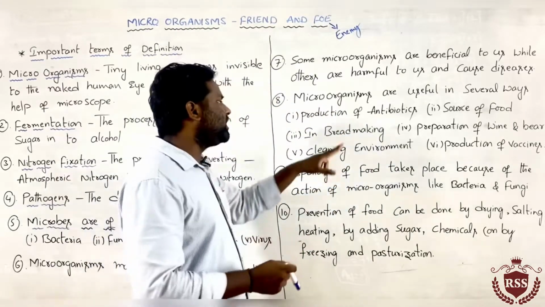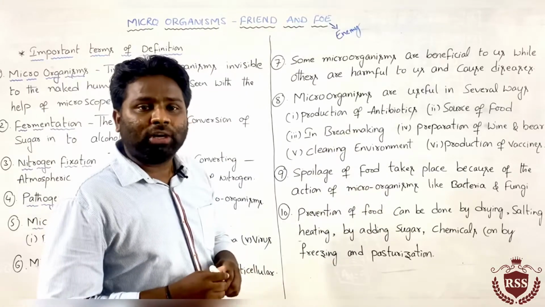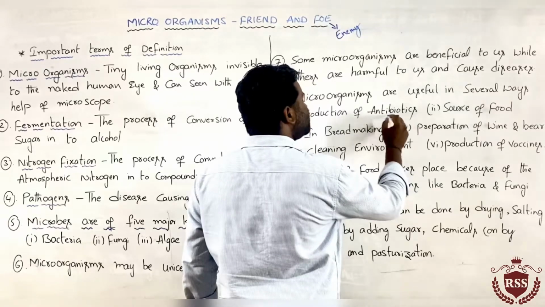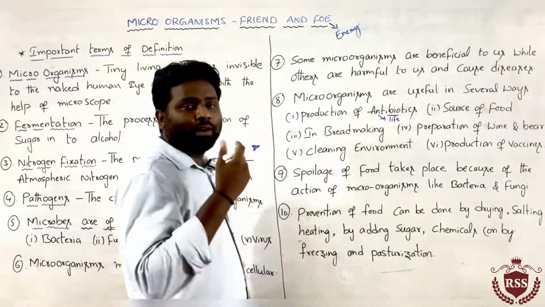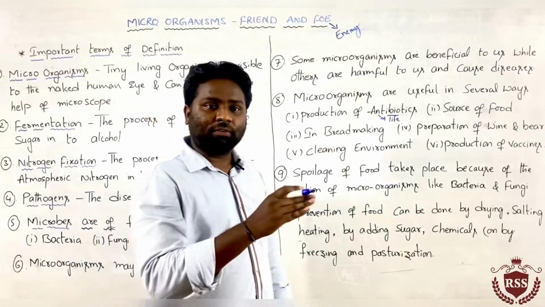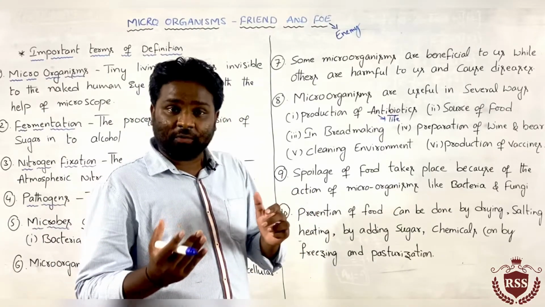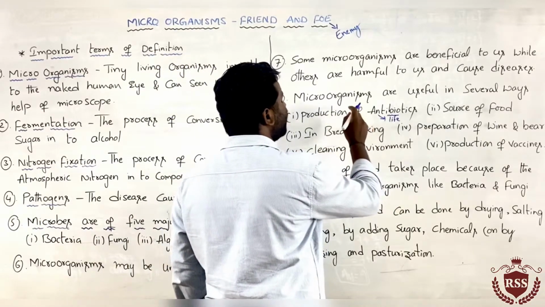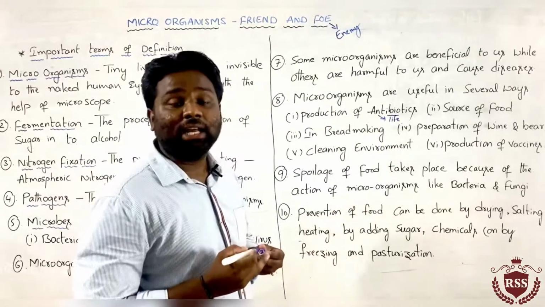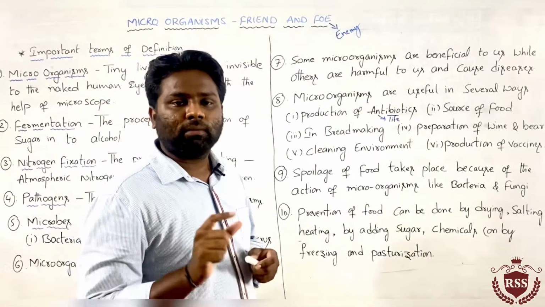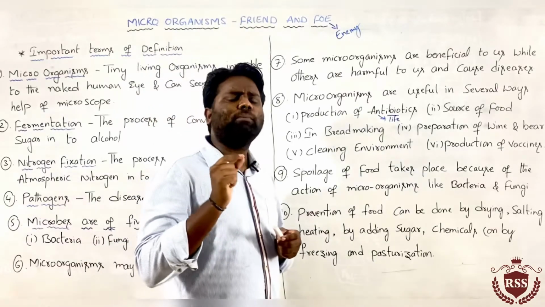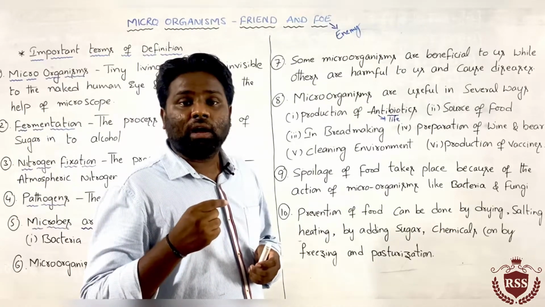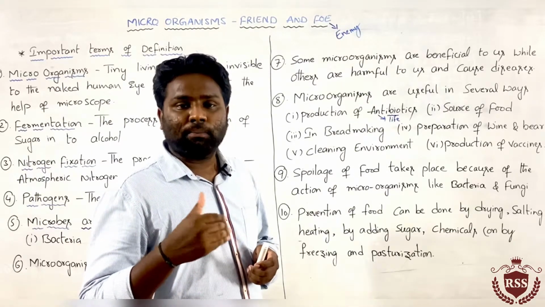In which ways? Production of antibiotics. Bio means life. Anti means opposite. That means anti-life, which affects our life. For the production of antibiotics, we are using microorganisms. Antibiotics are those which kill the harmful microorganisms present in our body.